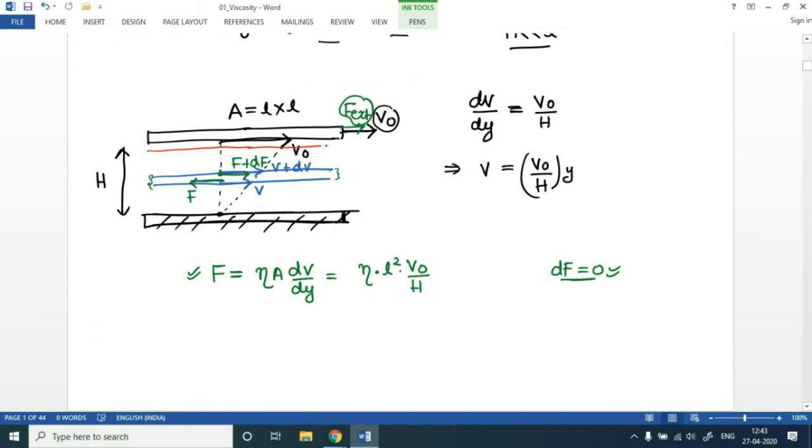Let's imagine a layer of liquid which is in contact with this plate over here. So obviously the plate will be exerting the viscous force, or some contact force, and the lower layer of liquid will be exerting viscous force on that. So obviously, if this layer of liquid is moving with constant velocity, the force exerted by this plate on this bottom layer will be the same as F.